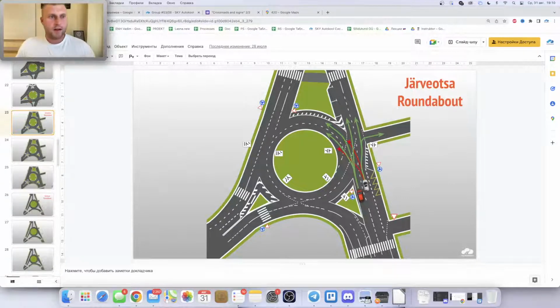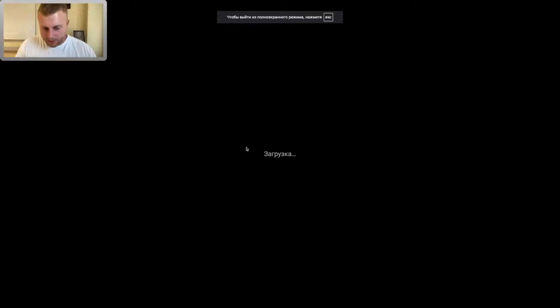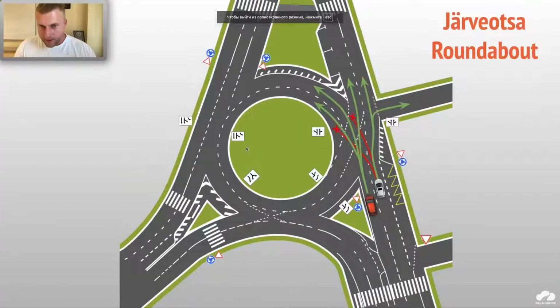Okay then, so we can continue with the final one, one more roundabout. This one might look more complicated, but actually it's not. It has only three exits here, as you see, and so imagine we enter from this side.